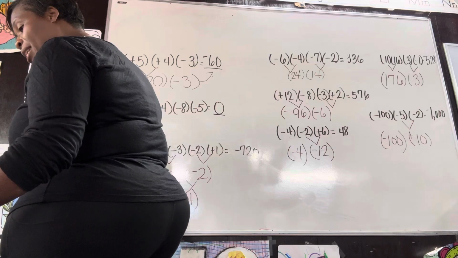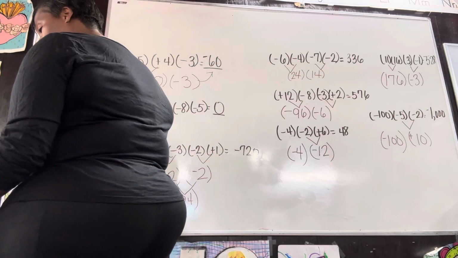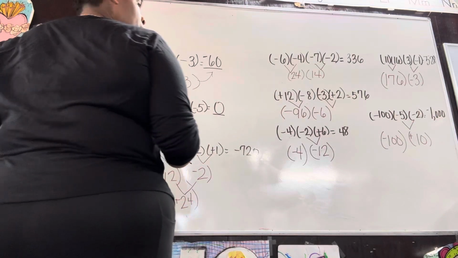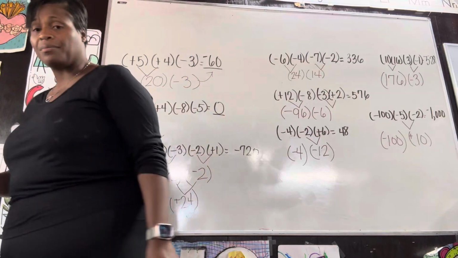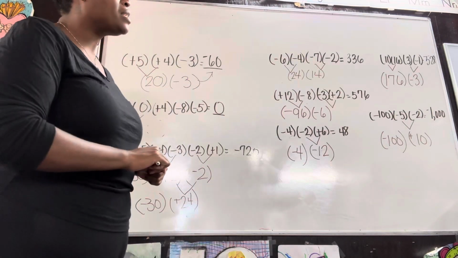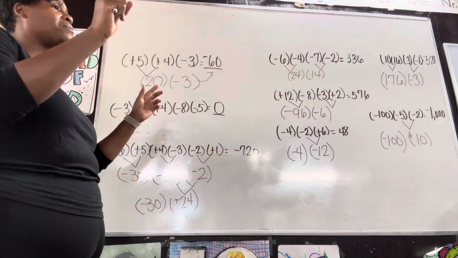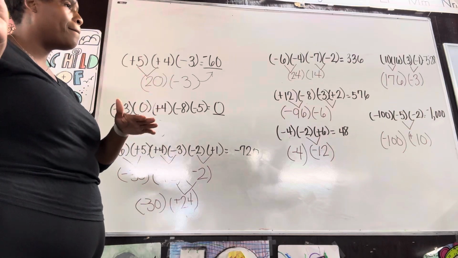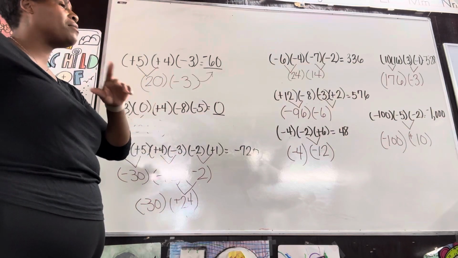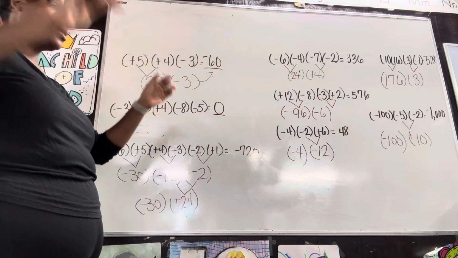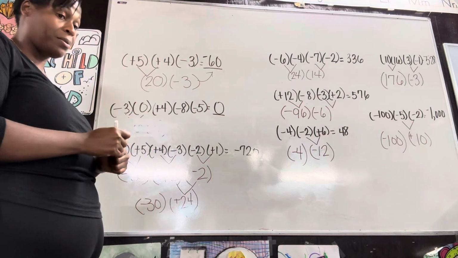Do we have any questions? Any questions? None? Everybody's good. All right, so that one didn't take long. So we know a negative times a negative equals a positive, and a negative times a positive equals a negative. That's all you need to know for multiplication.